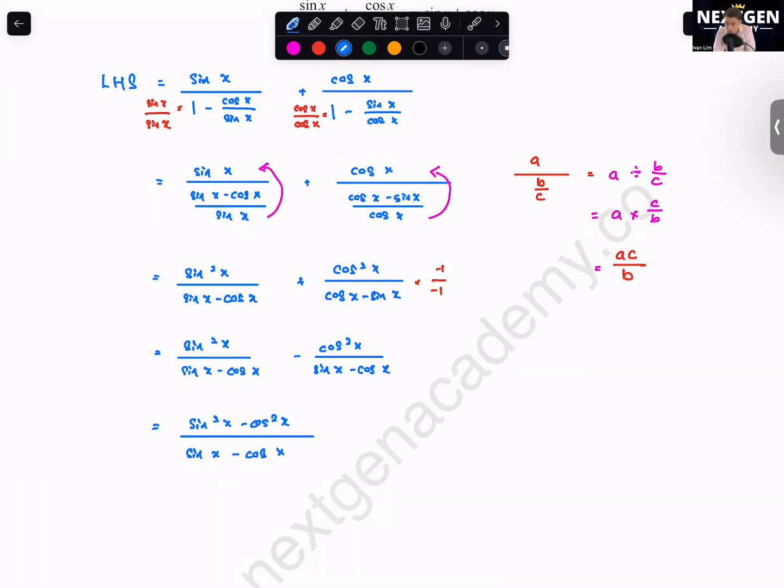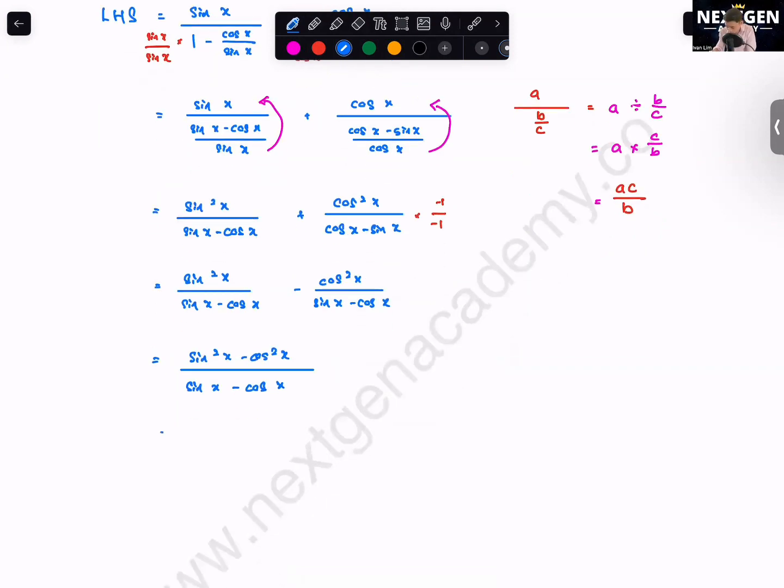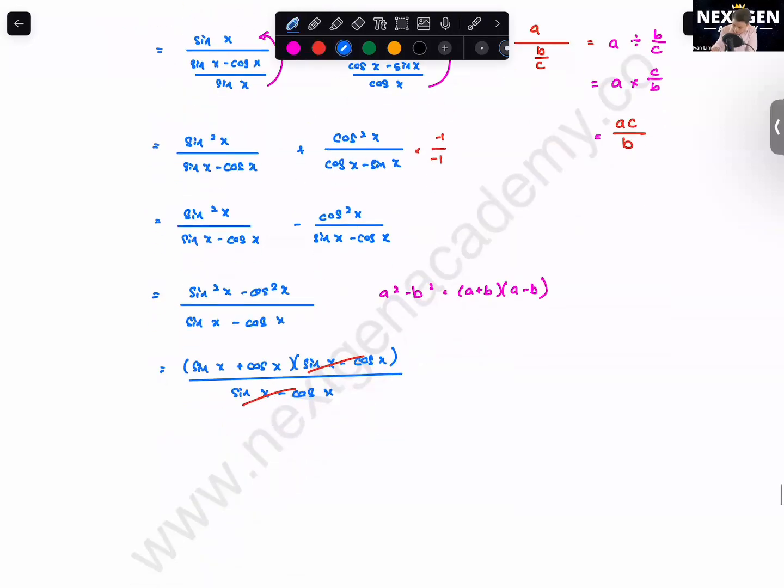Okay, so even though I said sine square x and cos square x, you might need to think about the identities, here actually we don't need. Can I simplify sine square x minus cos square x? Look like that, we can use a square minus b square equals to a plus b, a minus b. So sine x plus cos x, sine x minus cos x, over sine x minus cos x. This part here cancels, and you get sine x plus cos x.